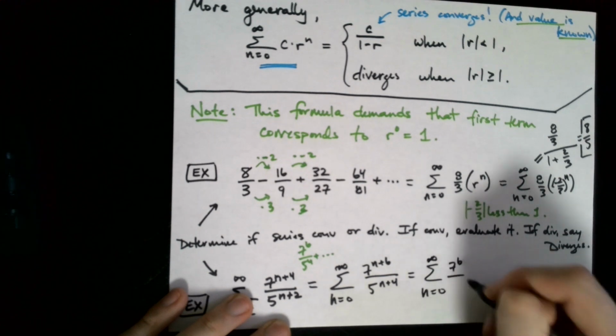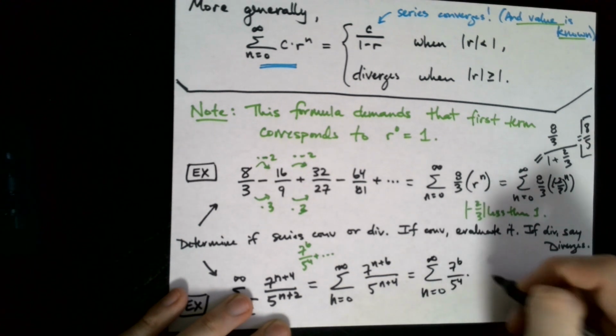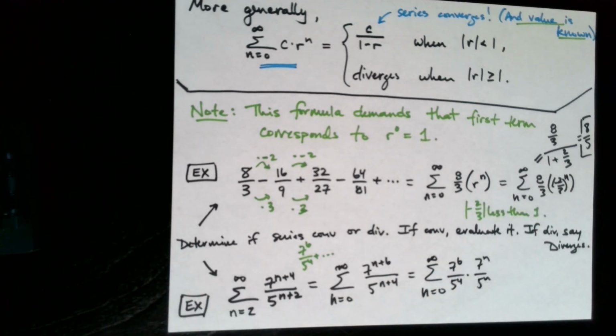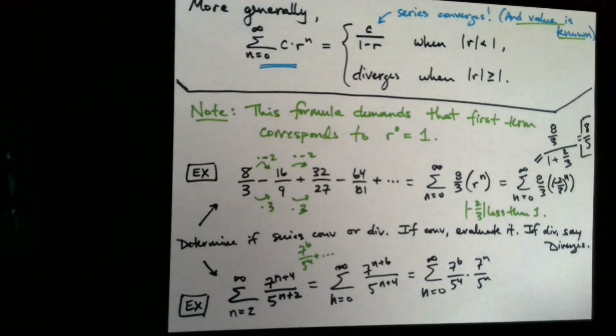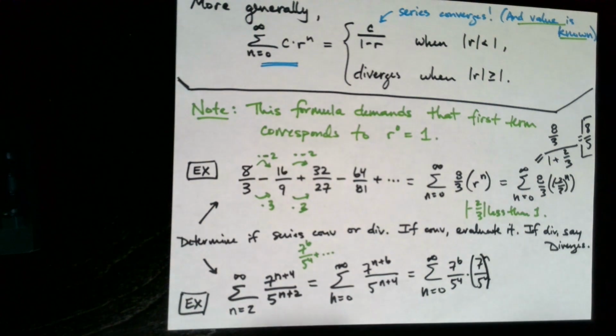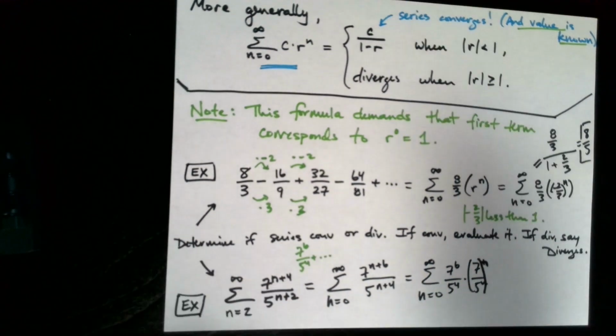We get 7 to the 6th over 5 to the 4th times 7 to the n over 5 to the n. And check this out, 7 to the n over 5 to the n, if you wanted to, you could rewrite that simply as 7/5 to the nth power. And if you did, you would have something exactly in our geometric series form. So our constant multiplier that's been distributed through is 7 to the 6th over 5 to the 4th, and our r is 7/5.